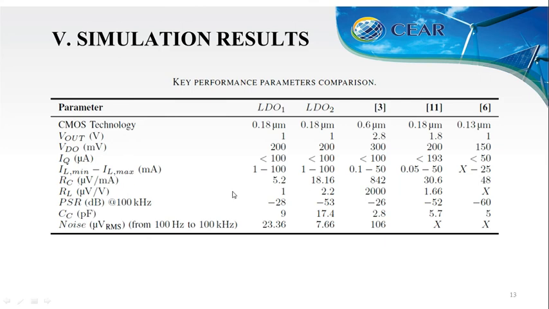RL is the line regulation. Observe that we also have one of the best. The LDO2 got a minus 53 dB at 100 kHz for the PSR. That is also a good result. But we had to use a 17.4 picofarad capacitor, which is the worst of those results.